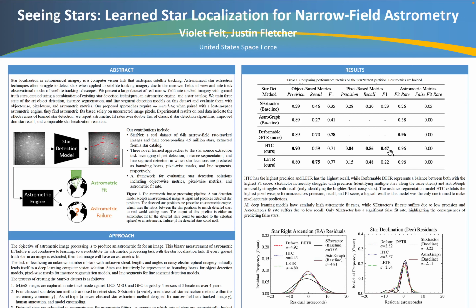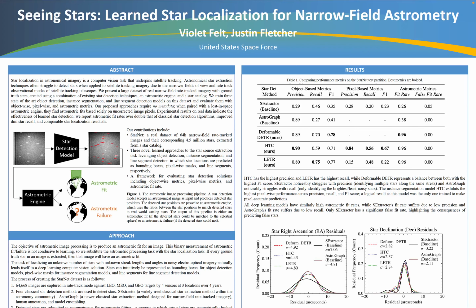And then finally over here for our astrometric fit rate, so this is how often do we get an astrometric fit versus astrometric failure. You can see that our models outperform both of our baseline methods by an incredible amount. And they're all pretty similar in performance, but deformable Dieter has a slightly higher astrometric fit rate than the other two.